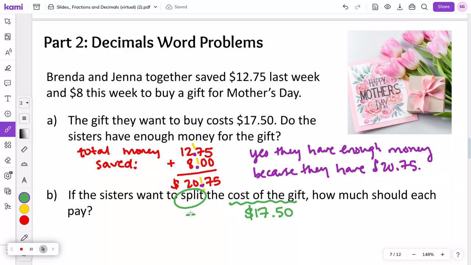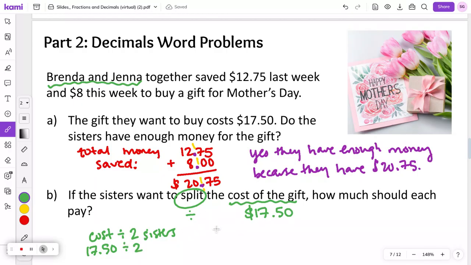That means they are sharing the cost. They are dividing the cost. And what are they dividing the cost by? Well, up here, I see there are two of them. There are two sisters, so they're going to divide the cost by 2. I'm going to write down those words. They are taking the cost of the gift, and they are splitting it by the 2 sisters. So for this problem, I need to take my $17.50, and I am going to divide that by 2.